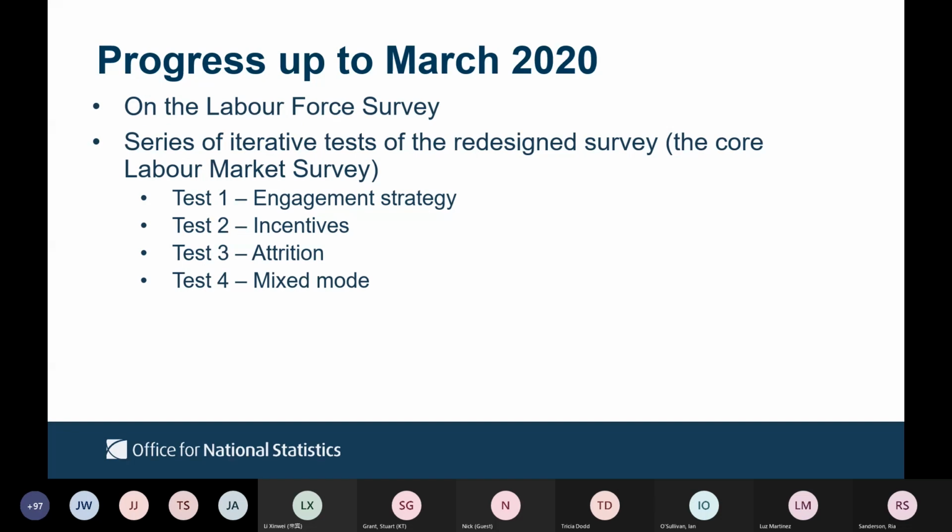And we've got a report coming out on the findings of that attrition test towards the middle of December. But while we've done quite a lot of research into understanding online uptake, the big step for us to take after that was to understand mixed mode response and to evaluate the redesigned questionnaire in terms of some of our labour market estimates.